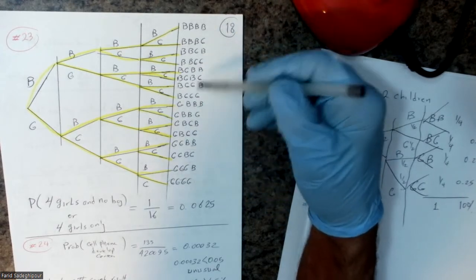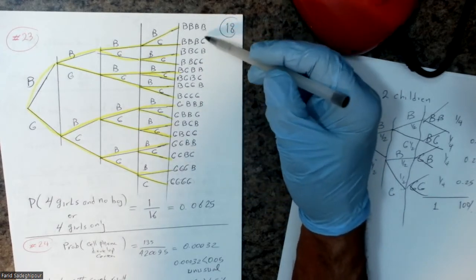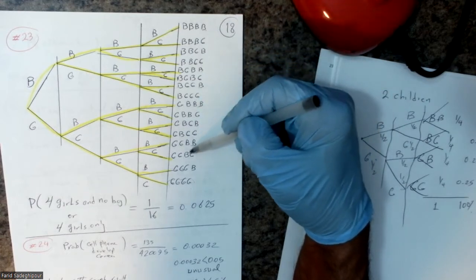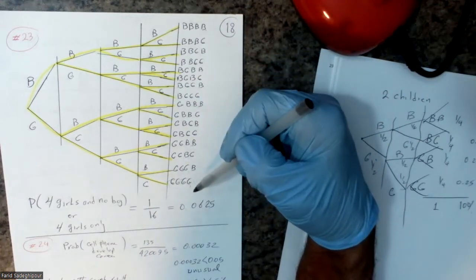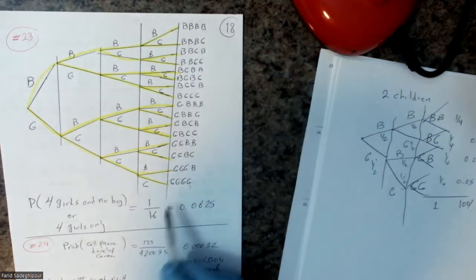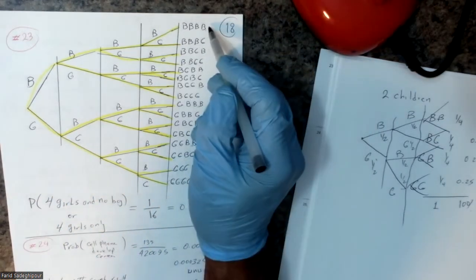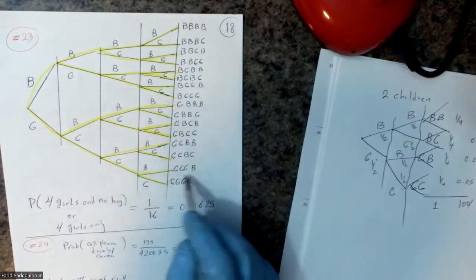You see, so how many possibilities do we have? We have 1, 2, 3, 4, 5, 6, 7, 8, 9, 10, 11, 12, 13, 14, 15, 16. Okay? So 1 out of 16 is the probability of 4 girls. The only one that has 4 girls is right here.